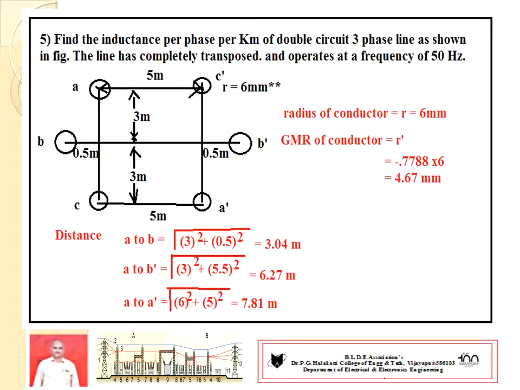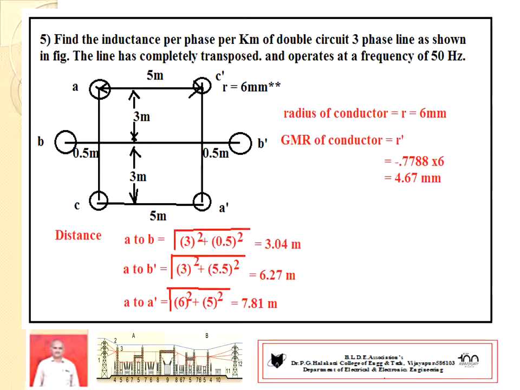First go for the radius, which is given as 6 mm. Then go for the GMR value. After that, calculate the respective distances. A to B: the central part is 3 meter, the side of B is 0.5, then use the triangle, square root of 3 square plus 0.5 square, and you get the distance A to B. Distance B to C also remains the same.